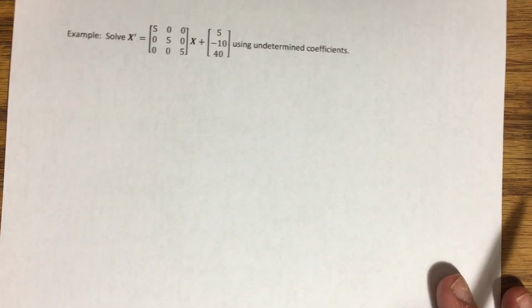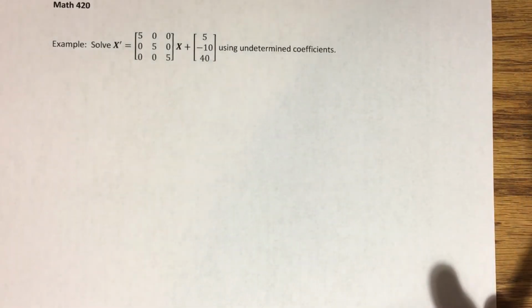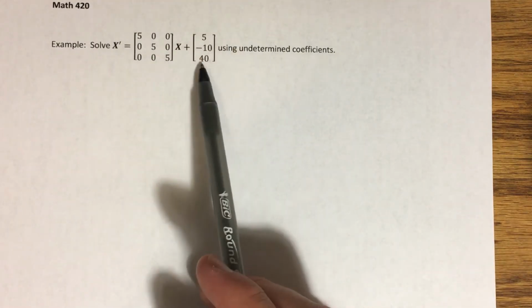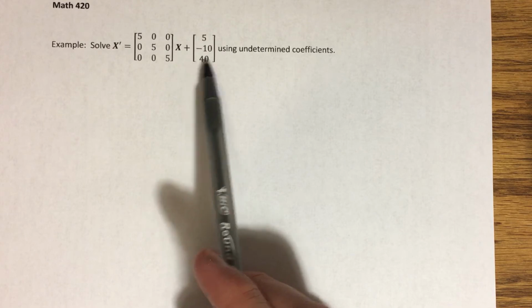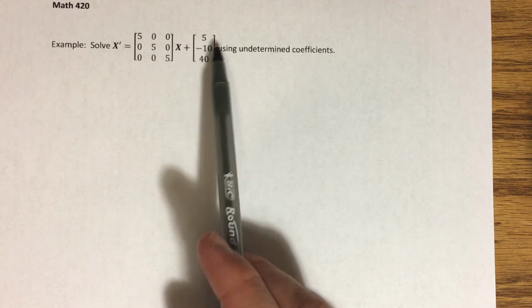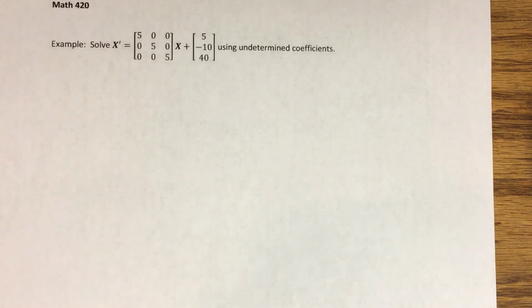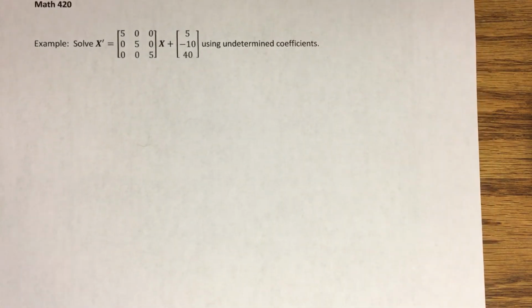Let's do one more example. And this one's going to be a 3x3 system. This time, the f of t, the matrix that we're adding here to make this non-homogeneous, is a constant matrix. And these are nicer to work with. So let's, once again, get our complementary solution.